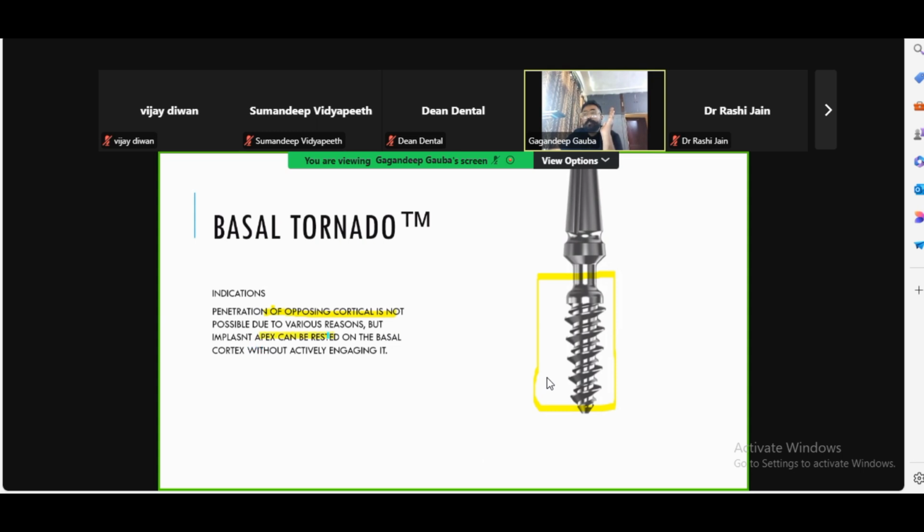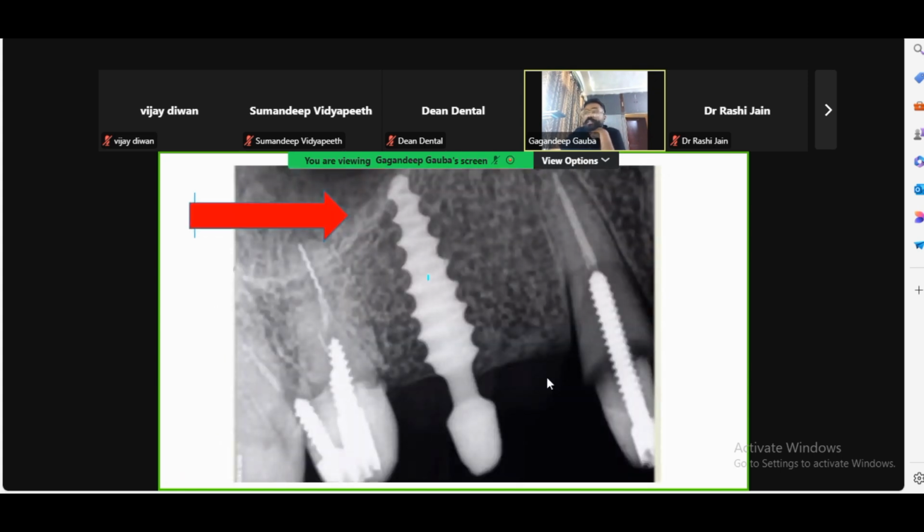The implant apex can be rested on the basal cortex without actively engaging it. We can see in this radiograph I have placed this implant. What I have done is, because the patient has sinus issues, right? If I tried to go for the basal cortical screw, there might be the trouble of infection of the implant because of the sinusitis issue, the sinus infection.